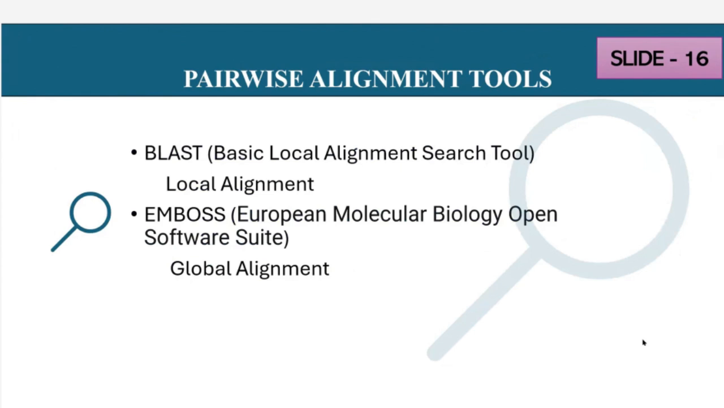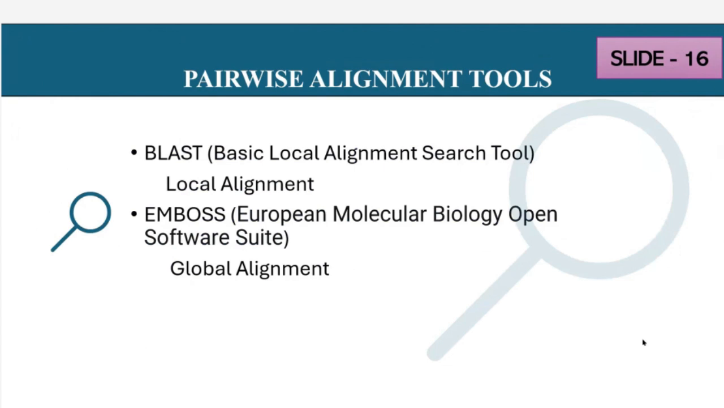And EMBOSS stands for European Molecular Biology Open Software Suite. It's for global alignment. BLAST is a fast tool that searches large databases for similar sequences, making it great for finding matches quickly. But EMBOSS offers a suite of tools which provide more detailed alignment but take longer to process. We will use BLAST for a quick demo here.